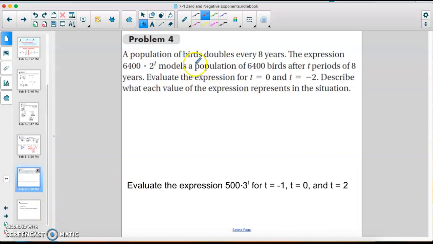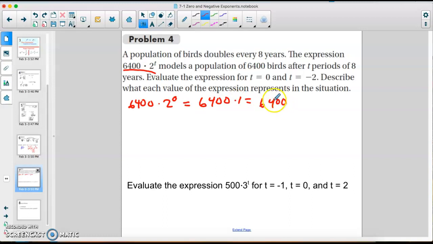Last thing here, the population of birds doubles every 8 years. The expression models the population of 6,400 birds after t periods of 8 years. Evaluate the expression at time 0 and at time -2. Okay, and so basically all this is asking is, so our first one, we're going to do 6,400 times 2 to the 0 power. Okay, so at time 0. And 6,400, 2 to the 0 power is just 1. And so 6,400 is our answer.